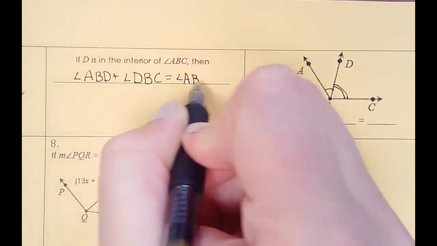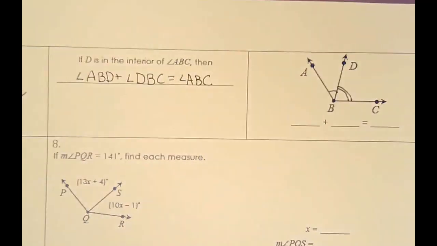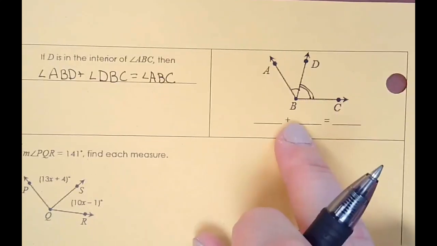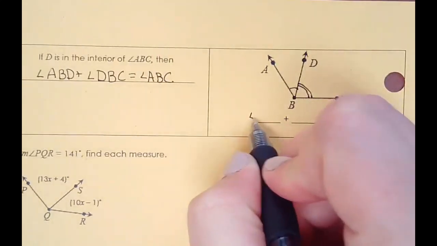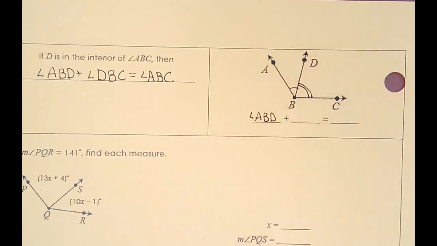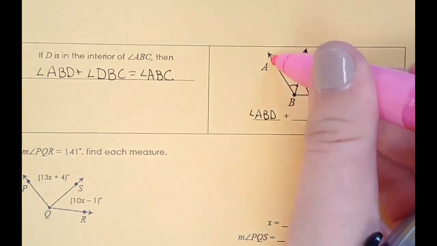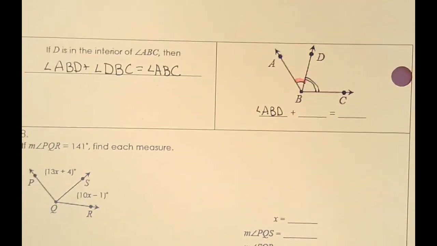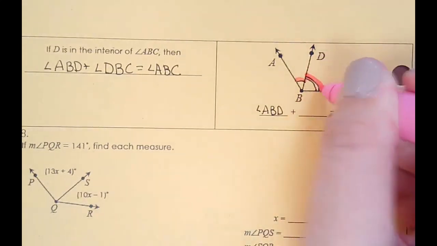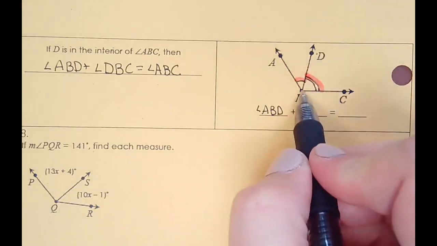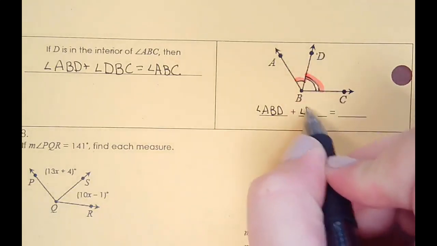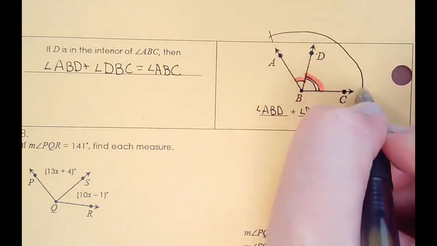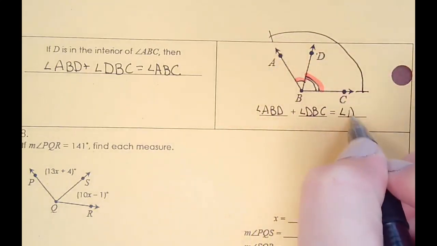Again, let's look it over here. Angle ABD, that's that angle, plus this angle, that angle is DBC, is equal to the entire angle, angle ABC. Let's put that into practice algebraically.